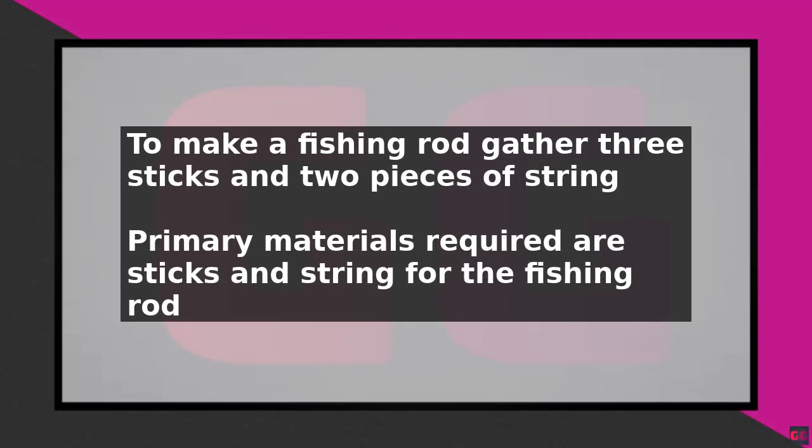To make a fishing rod in Minecraft, you will need to gather the necessary materials and follow a few simple steps. The primary materials required are 3 sticks and 2 pieces of string. First, open your crafting table to access the 3x3 grid.